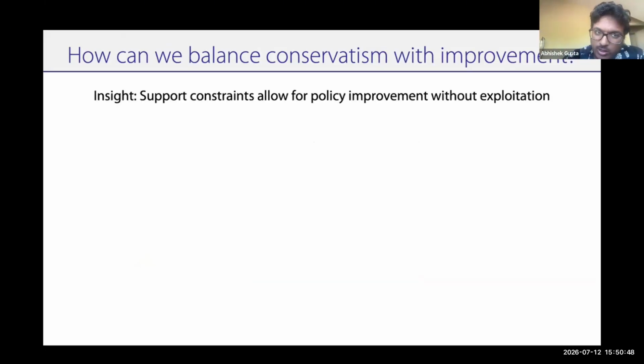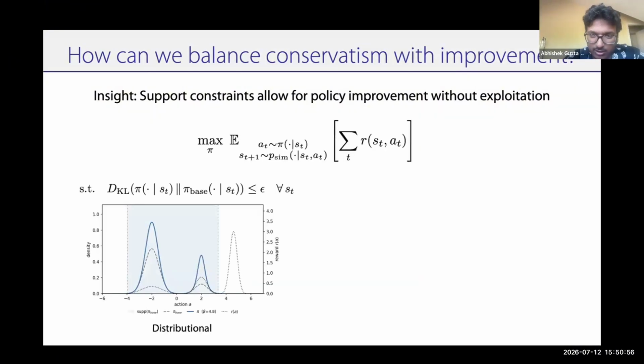And so the insight we have here is that rather than having a distributional constraint, let's consider something like a support constraint instead. And so what I mean by a support constraint, right? So let's say we consider this distributional constraint as we had before. We're trying to, let's say, maximize reward, and you want the learned policy to be close to the base policy, right? And so what happens is as you change the weight, you'll see that there's exploitation. If the weight is too high, it's too conservative.